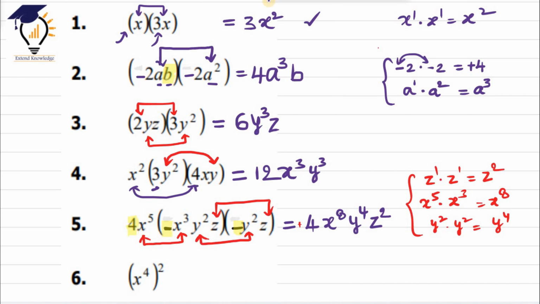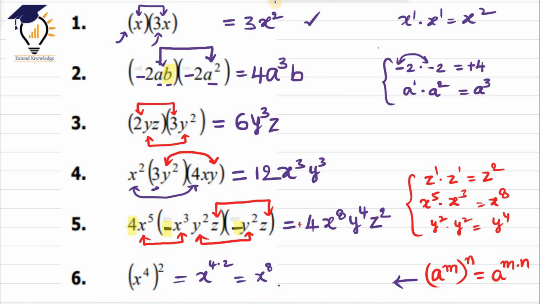Let's move to the last practice problem. x to the power of 4 whole square. We already have a rule that, in exponents, a to the power of m whole to the power of n, the power rule we can call it, simply multiply both the powers. That's the answer. So a to the power of m times n. So I'm just applying the logic here in this question. So let's see, x to the power of 4 times 2. So we can write x to the power of 8. This is the final answer.